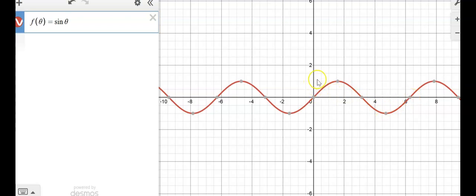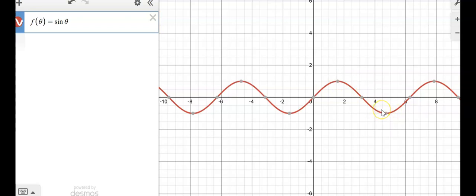Now you can see one more thing, how high it goes. What's the y coordinate here? It's 1, so it goes up to 1. And how far down does it go? Maximum, it's -1. So the amplitude is 1. It goes a maximum of 1 up, and a maximum of 1 down to -1.